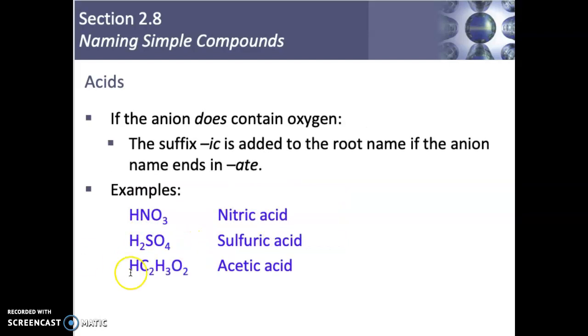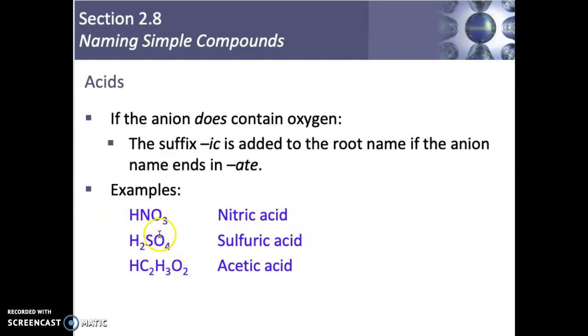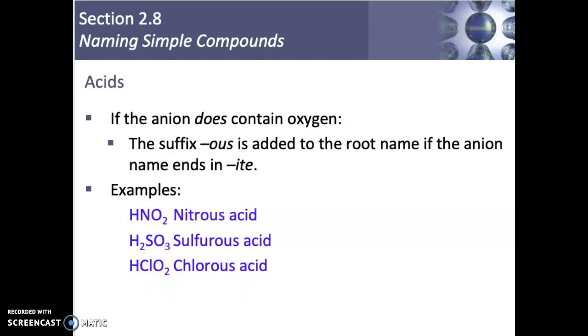If there is an oxygen, then that changes things. So the ic is still added, but we don't use the hydro because there's oxygen in it. So it's just nitric acid because this is a nitrate, and you replace the "ate" with ic. So nitric acid is HNO3, sulfuric acid H2SO4. Notice we had hydrosulfuric acid, that's H2S, no oxygen. And we have sulfuric, there is an oxygen, so we don't say hydro. And acetic acid, you see right there, that's essentially vinegar.